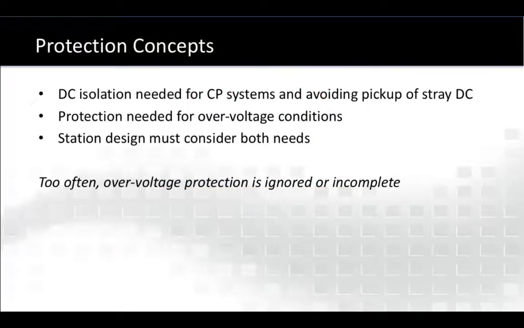So what we need to do is provide effective DC isolation so that you can have effective cathodic protection, and we don't want to pick up stray DC or have interference situations, but we also need personnel safety provided via overvoltage protection. And station design has to include both concepts. But generally, the focus of the energy industry will be cathodic protection and compliance at the expense of overvoltage protection, which is just not understood or is only incompletely addressed in a station design.